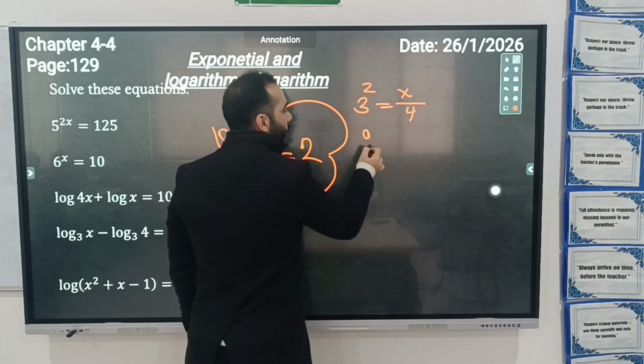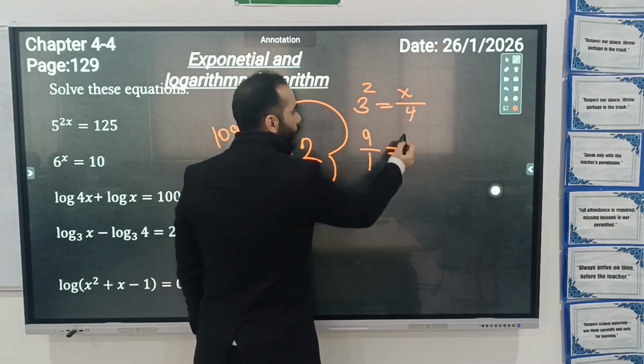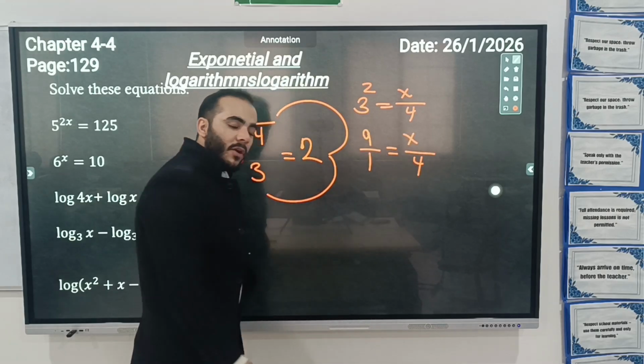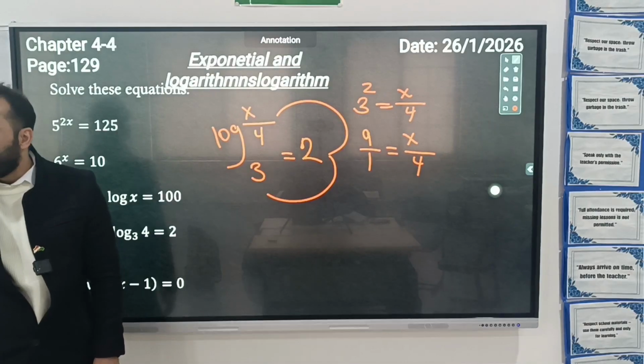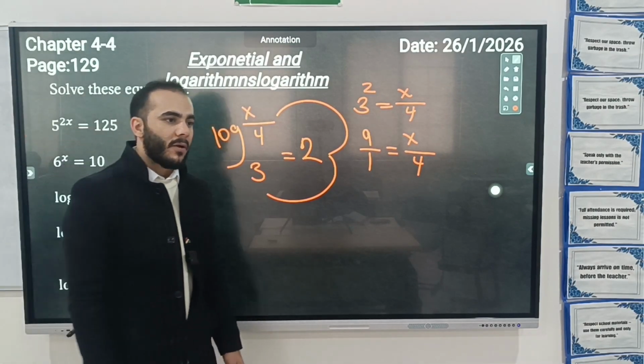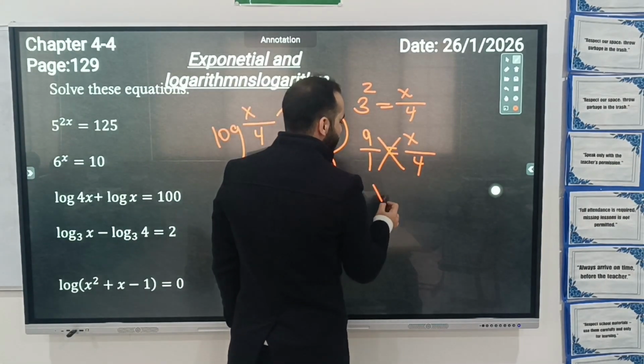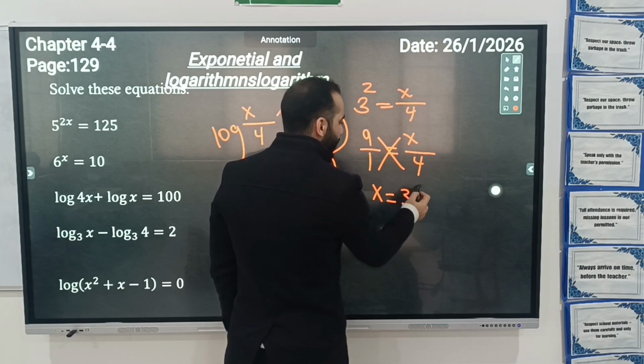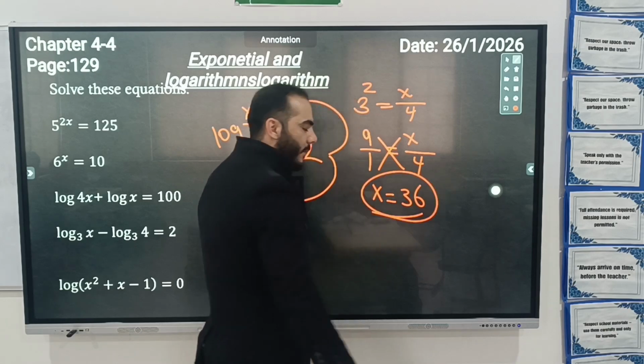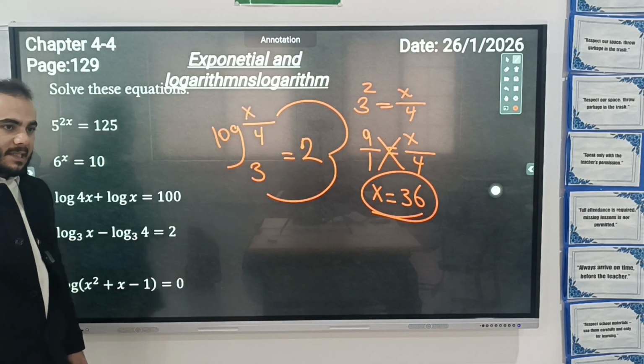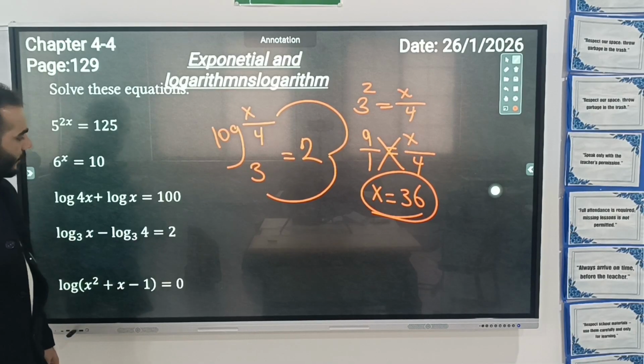3 powered by 2, 9. Denominator 1 equals to x over 4. What are we going to use here? Cross product, or according to some students, butterfly. So x equals to 4 times 9, 36. Am I correct? Perfect.